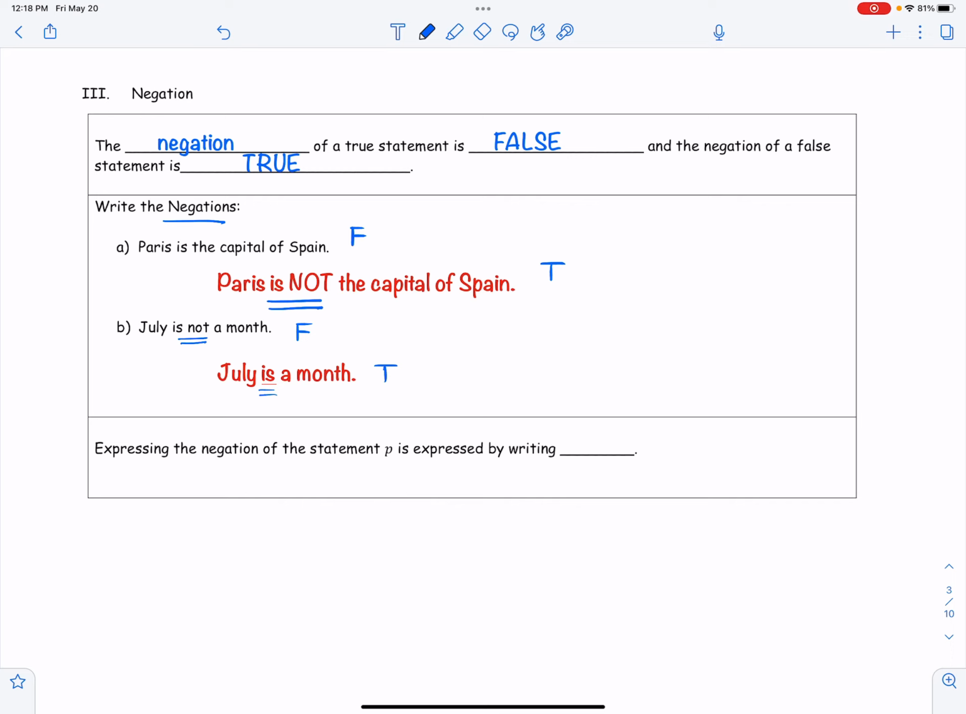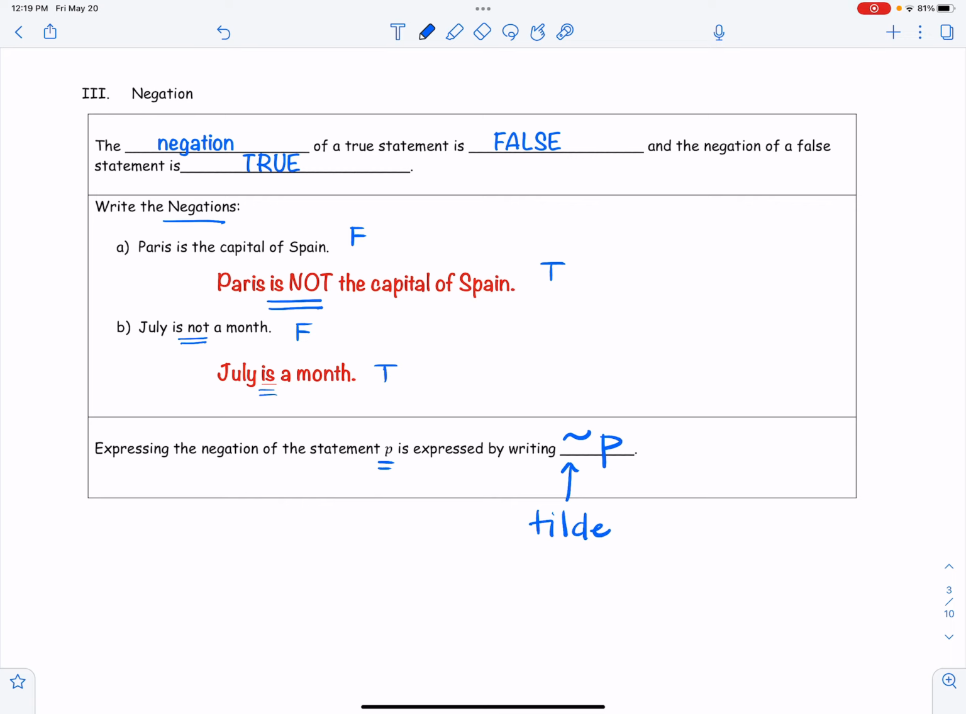And anytime we talk about a negation, the notation that we use, so if we want to talk about statement P, the negation of P is written with this little squiggly line in front of it. We call it a tilde. And that always represents the negation of whatever you have as your statement P.